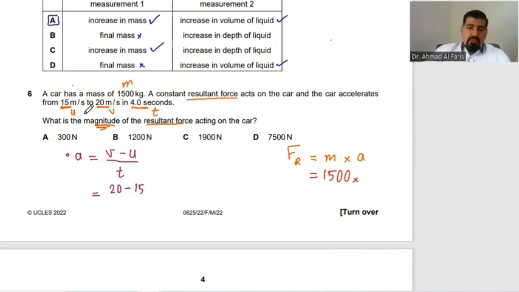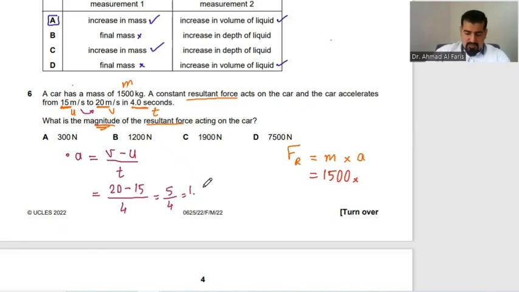How do we know? Because they say from 15 to 20. This is initial, this is final. So we subtract, this is the change in velocity, the change in speed, divided by the time, which is how long? 4 seconds. So here it will be 5 over 4, which is 1.25.